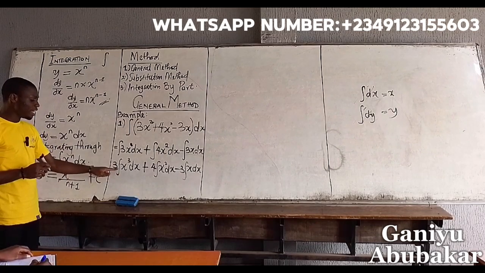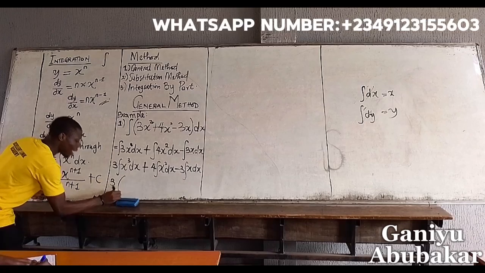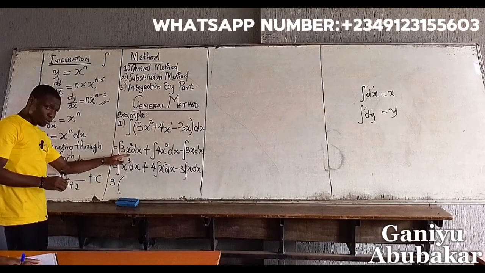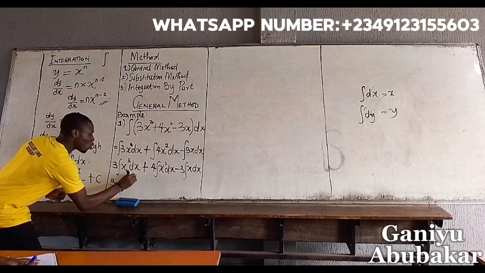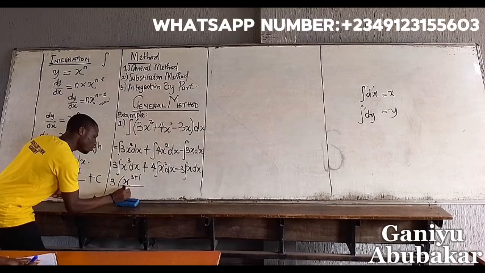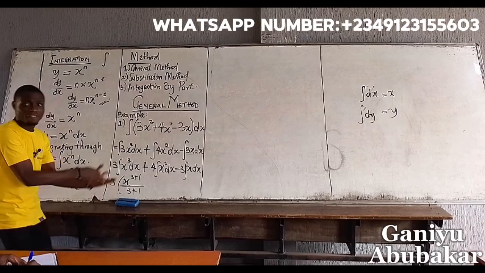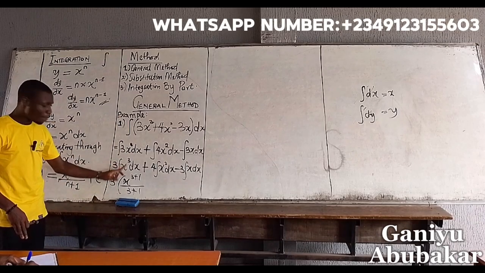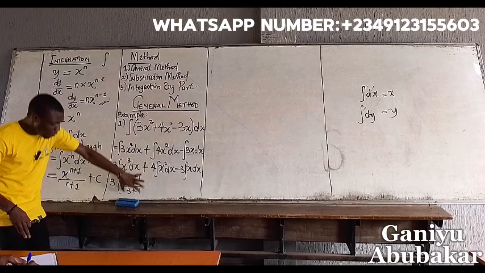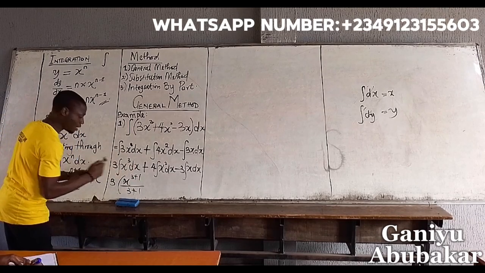How do you integrate x cubed dx? I'll have 3, open bracket, integrate x cubed. That becomes x to the power 3 plus 1 all over 3 plus 1. The idea is to add 1 to the power, and whatever you have in the power, you put it down below. That's the concept. So I have integrated x cubed dx. I'm done with this.